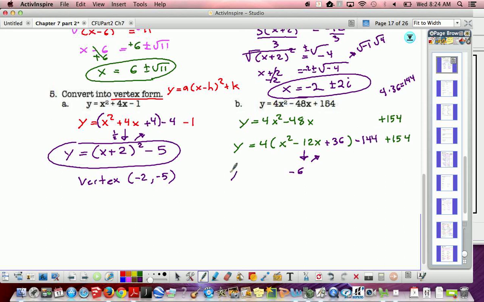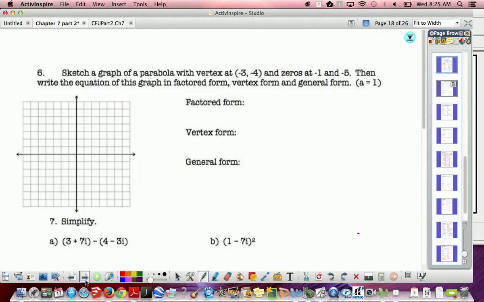So now I have y equals 4(x minus 6) squared, because factors of 36 that add to -12 are -6 and -6. -144 and 154 add to 10. And I have it in vertex form. All right, continuing on to page 2.